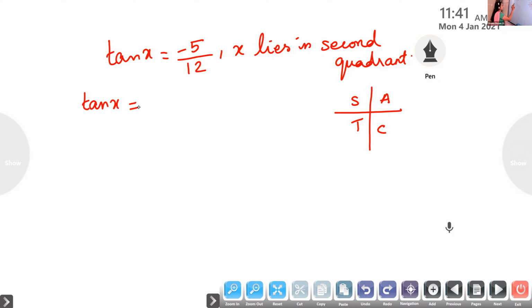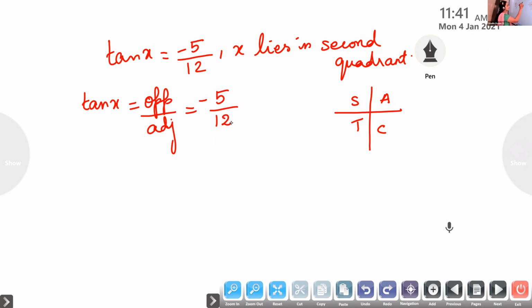Tan, by definition, what do we know? Tan is opposite by adjacent. It's a simple one, what you learned in 10th standard, the same thing only we are going to use. So here tan x is opposite by adjacent, which is negative 5 by 12.